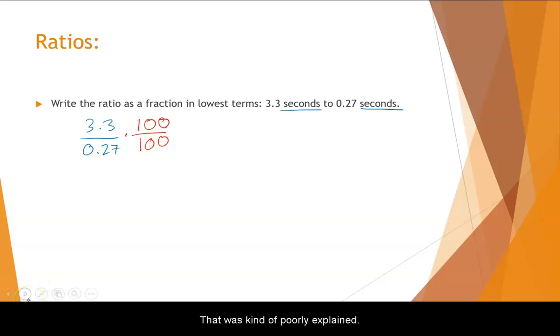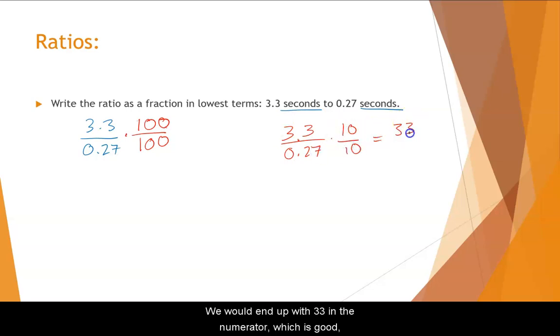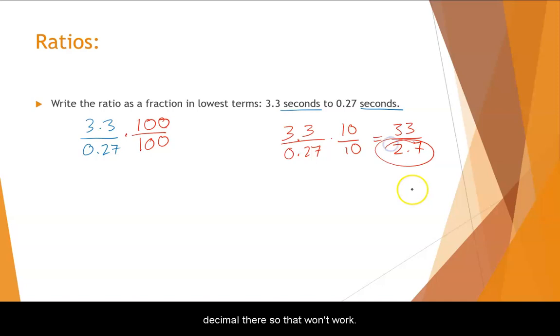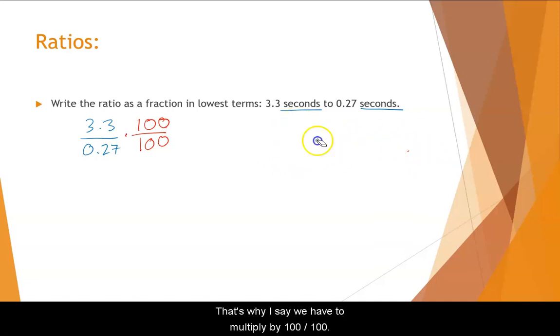That was kind of poorly explained. All right, this wouldn't work if we just multiplied it by 10 over 10. Because if we did, we would end up with 33 in the numerator, which is good, and 2.7 in the denominator, which means we still have a decimal there, so that won't work. That's why I say we have to multiply it by 100 over 100.